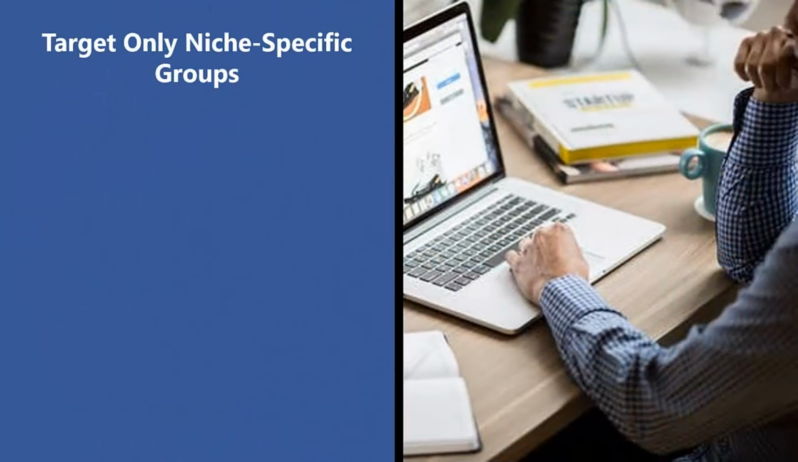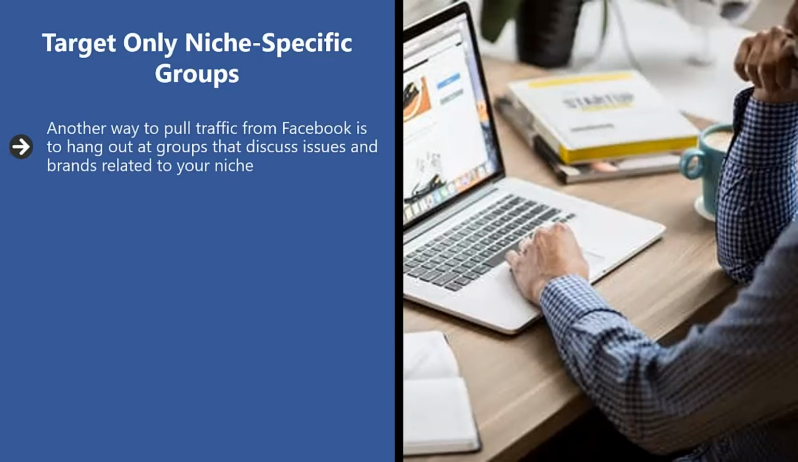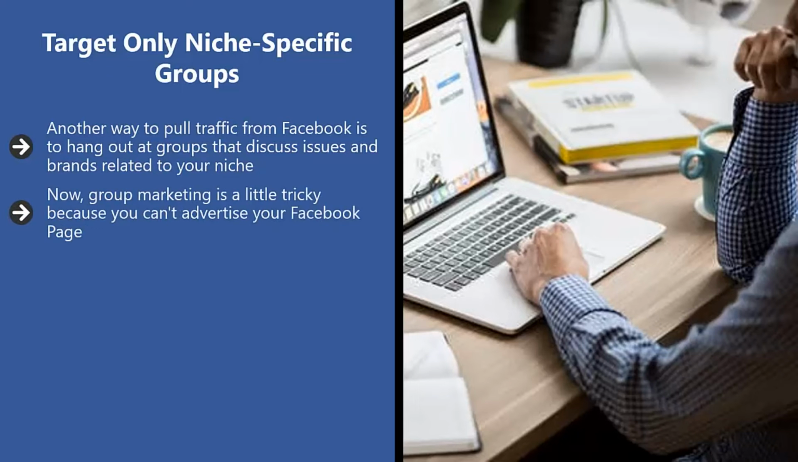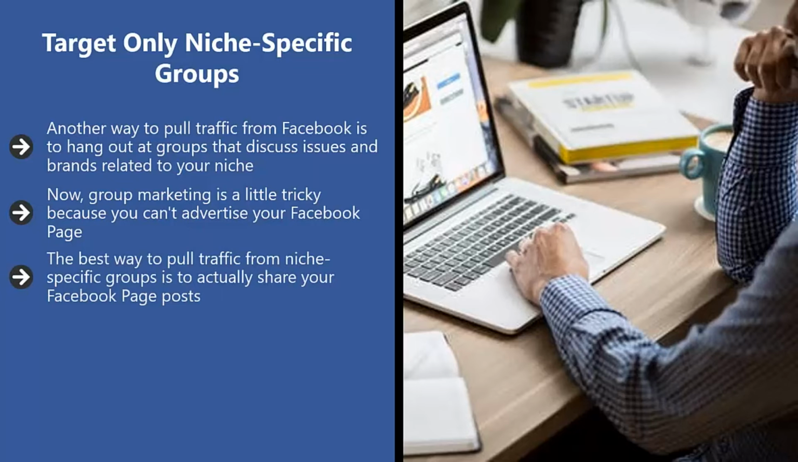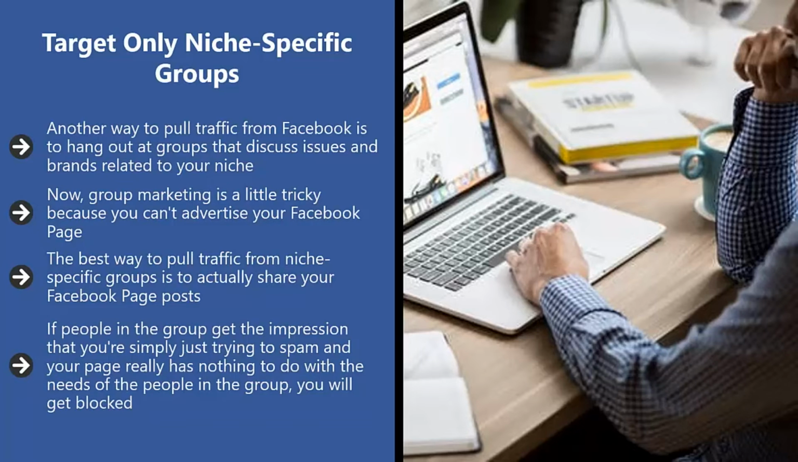Target only niche-specific groups. Another way to pull traffic from Facebook is to hang out at groups that discuss issues and brands related to your niche. Now, group marketing is a little tricky because you can't advertise your Facebook page. When you post in a group, it has to be your personal account. Accordingly, you have to walk on eggshells and be very diplomatic. The best way to pull traffic from niche-specific groups is to actually share your Facebook page posts. This is why niche specificity is crucial. If people in the group get the impression that you're simply trying to spam and your page really has nothing to do with the needs of the people in the group, you will get blocked.